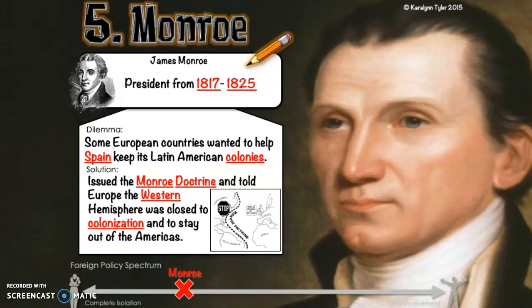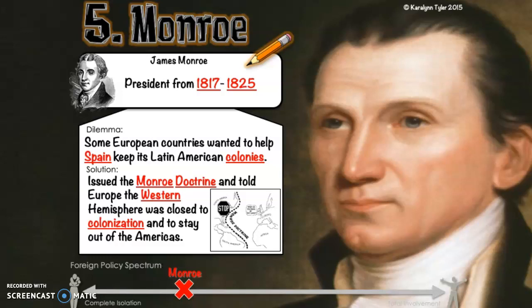So, our final president we're talking about is James Monroe, president from 1817 to 1825. His big dilemma was that there were some European countries who wanted to help Spain keep its Latin American colonies in the Western Hemisphere. The solution? He issued the Monroe Doctrine and told Europe the Western Hemisphere was closed to colonization and to stay out of the Americas.